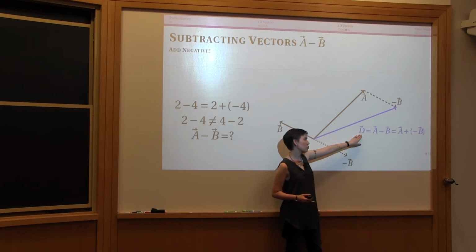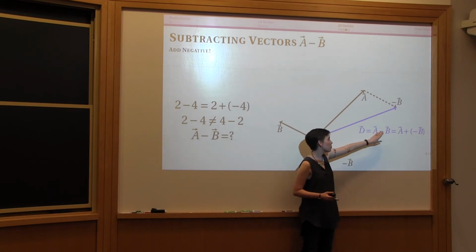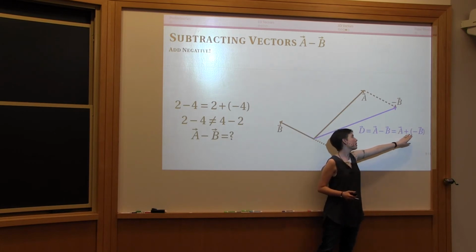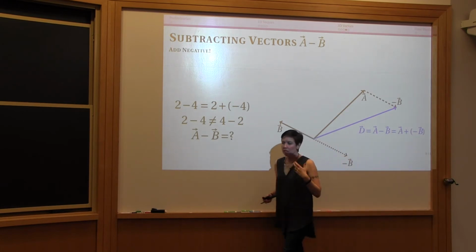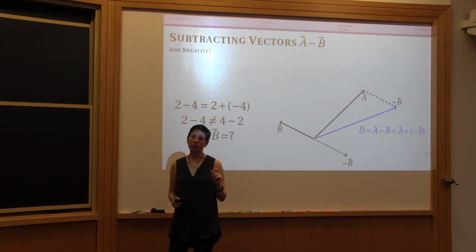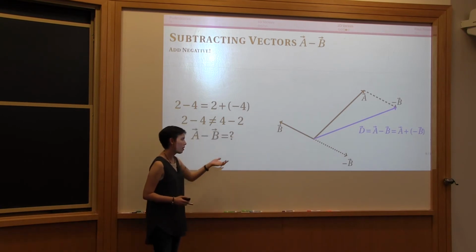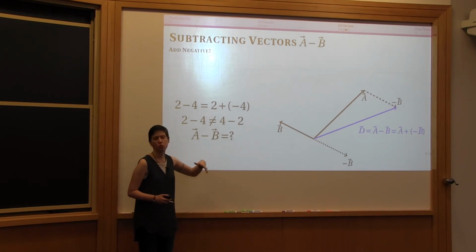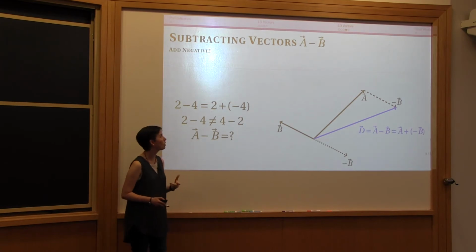Vector D in this case is representing B subtracted from A, or you can think of this as A plus negative B. So again, I've used the same approach for addition and subtraction, but in the case of subtraction, I've created the negative B vector and then added it. So please be careful that you're not just drawing from tip to tip or taking any shortcuts. If you think you're taking a shortcut, you're probably doing it wrong.